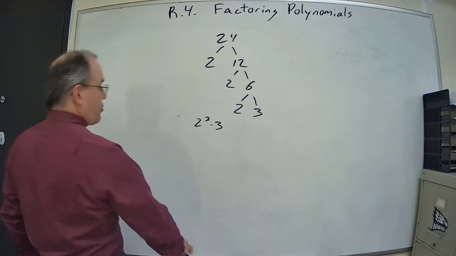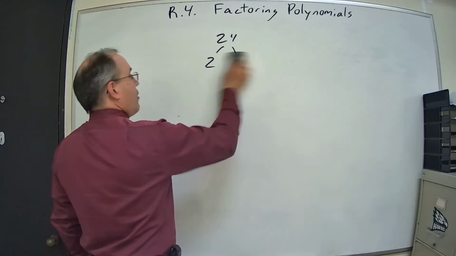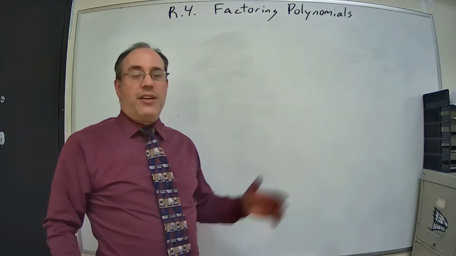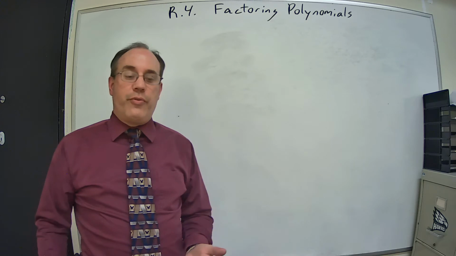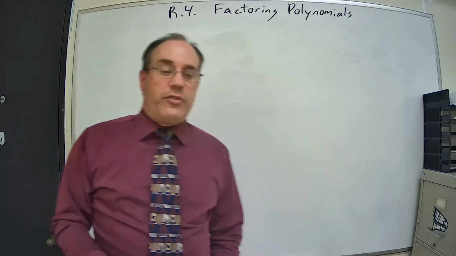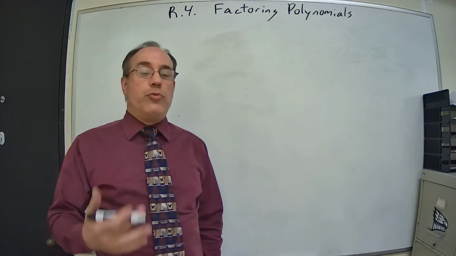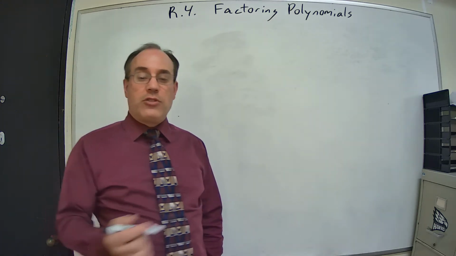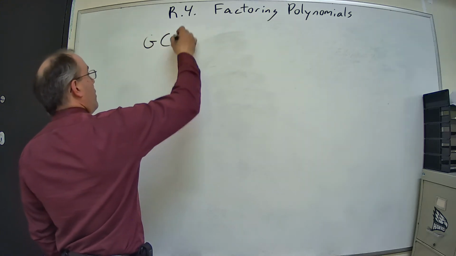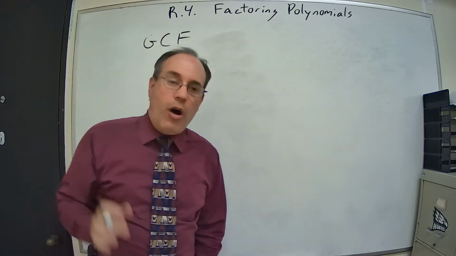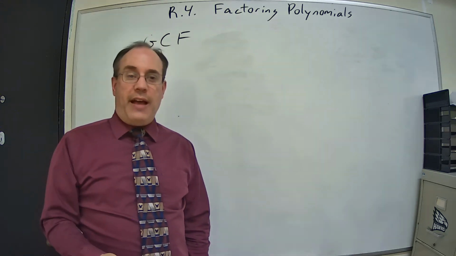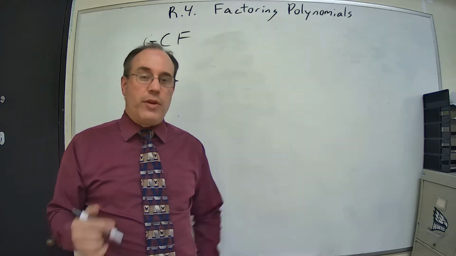Same thing with factoring. We're trying to break it down into the smallest polynomials that, when multiplied together, will give you the result you're looking for. So the first step you always do when you're factoring is look for the greatest common factor. That is the first thing you always do when you're looking at factoring polynomials. Always pull out the greatest common factor first.